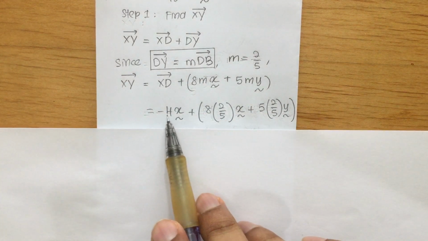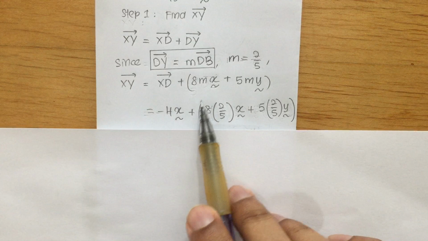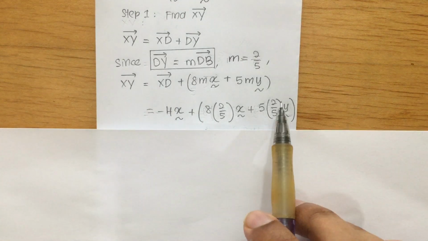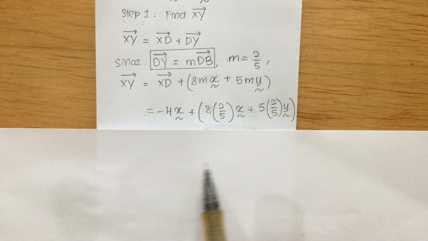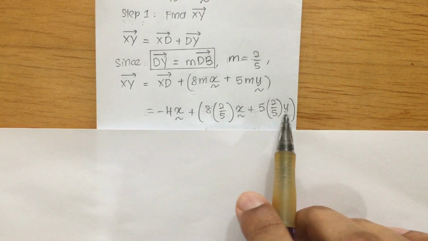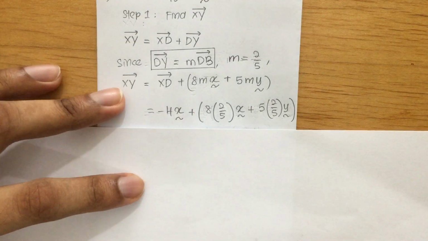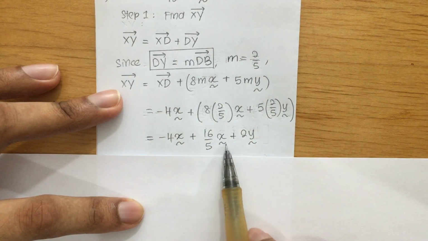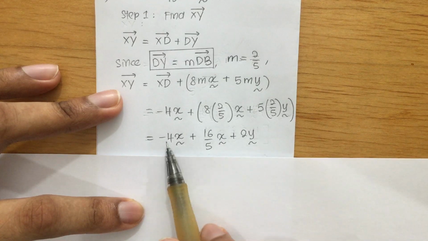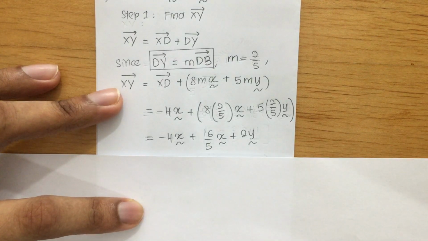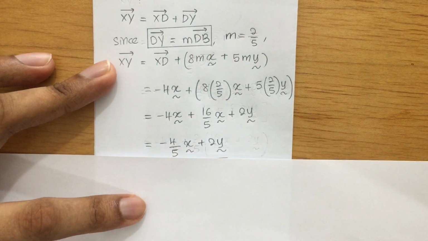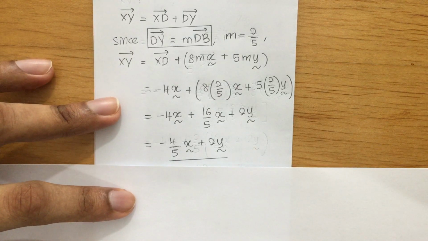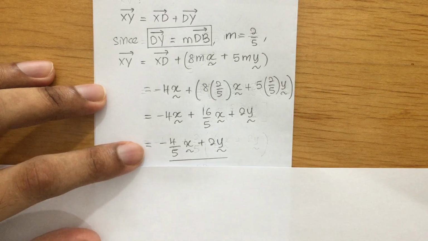So XD is negative 4x plus, in a bracket, 8 times 2 over 5x plus 5 in a bracket 2 over 5y, close bracket. You expand the numbers respectively, and you should get negative 4x plus 16 over 5x plus 2y. Solving the x component, you should get negative 4 over 5x plus 2y. We have already found the vector XY.